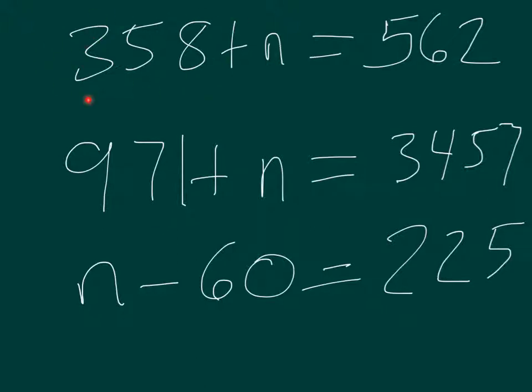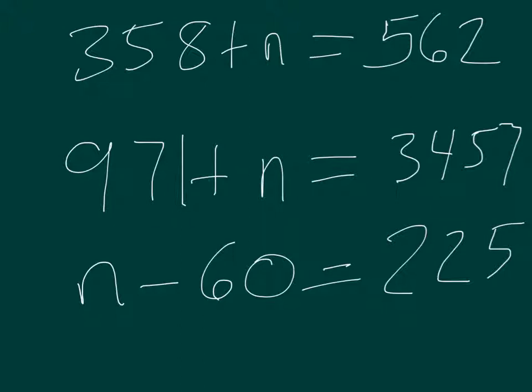So think about what we're going to do with this positive number. Where is it going to go? And if it's positive here, what are we going to do with it on that side? Then move on to this one. 971 plus n, which we need to figure out, equals 3,457. Again, same thing. If we have a positive number on this side, where is it going to go?